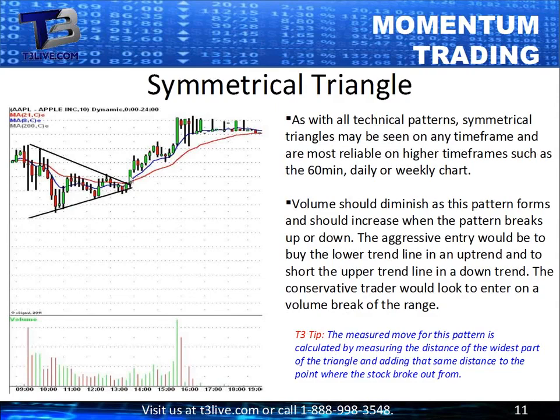It breaks out from the apex of the wedge, and what do you know? It goes straight up, really without any selling at all until you get to here where it's tailing a little bit too much. Okay, volume should diminish as this pattern forms and should increase when it breaks out, either up or down. The aggressive entry would be to buy the lower trend line in an uptrend and to short the upper trend line in a downtrend.